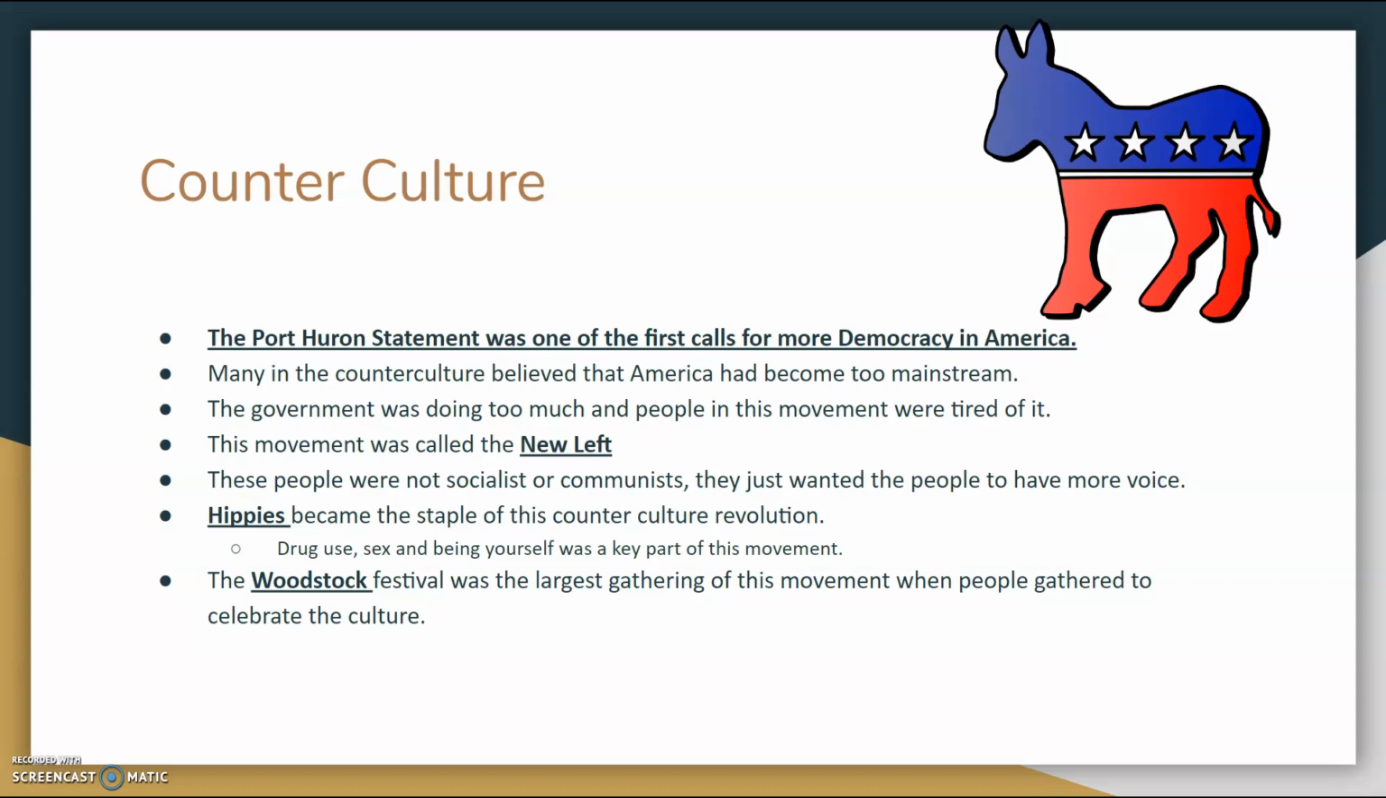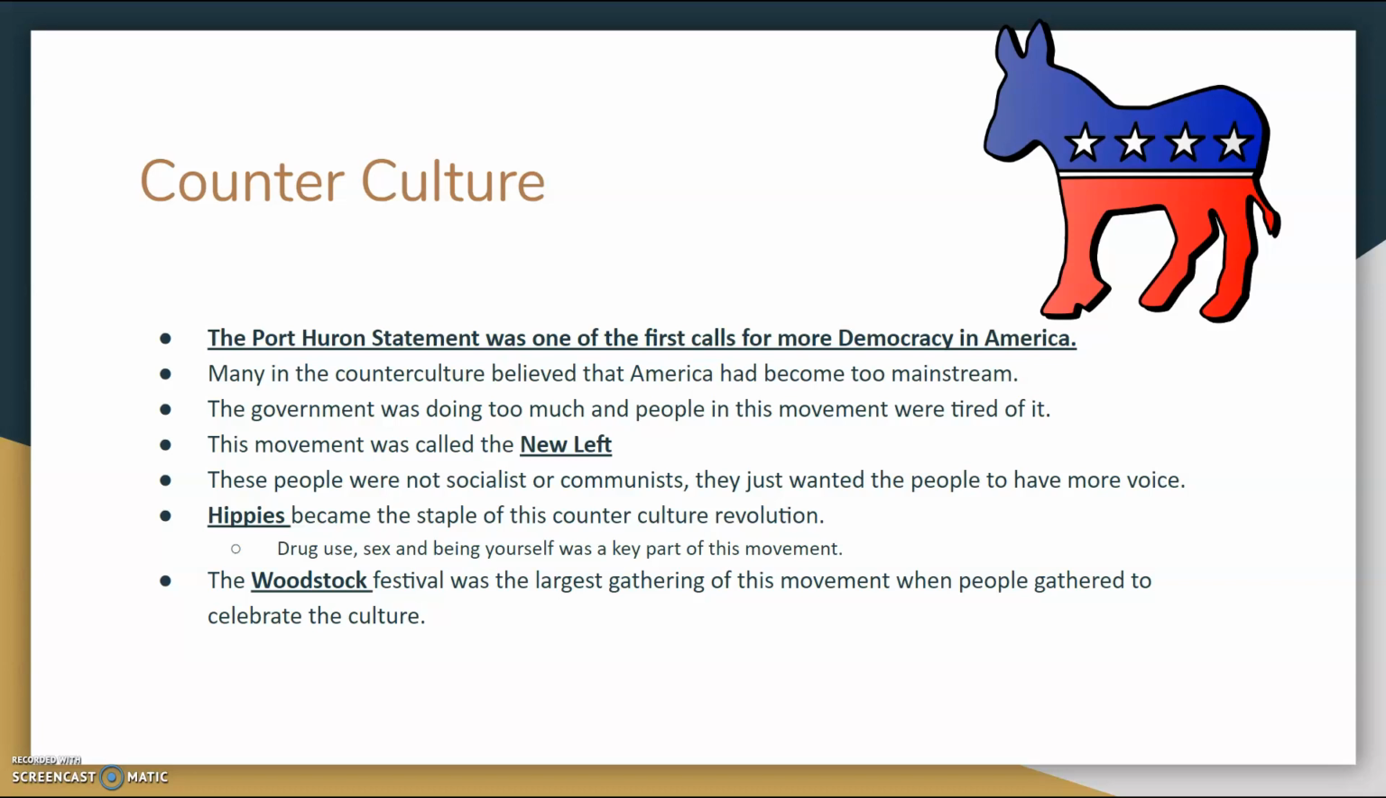A lot of the people in the counterculture movement thought the 1950s were too mainstream. There wasn't enough room for individuality, and there was too much control by the government. They thought the government was doing too much, and this movement was tired of it, and out of this came the New Left. And this is what grew into the modern Democratic Party.